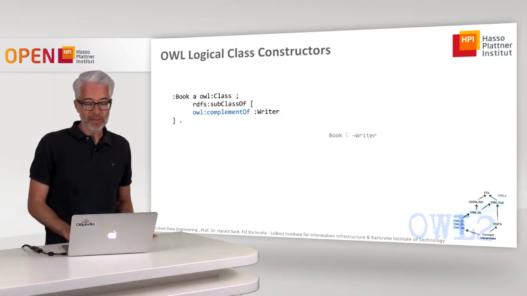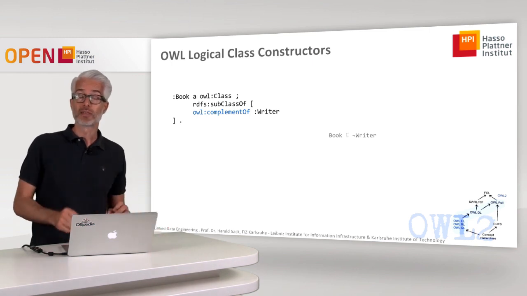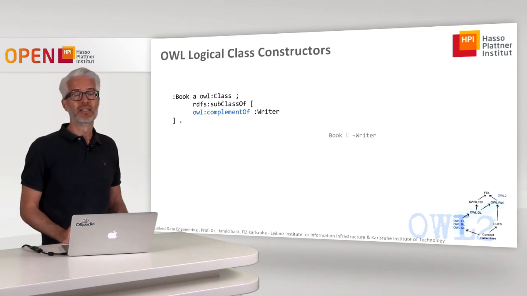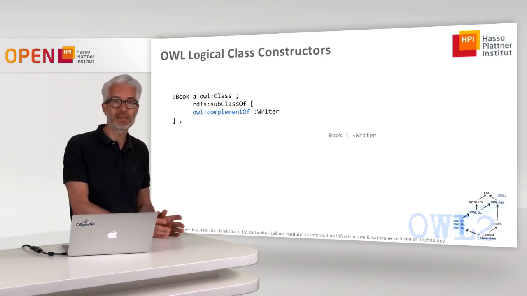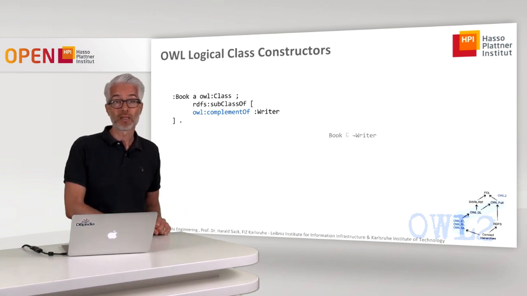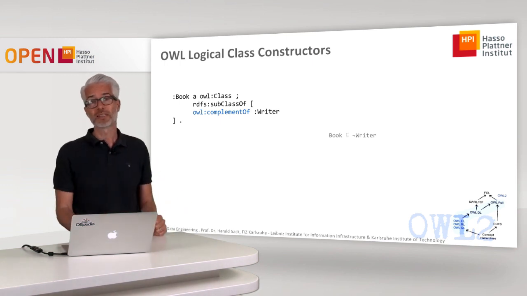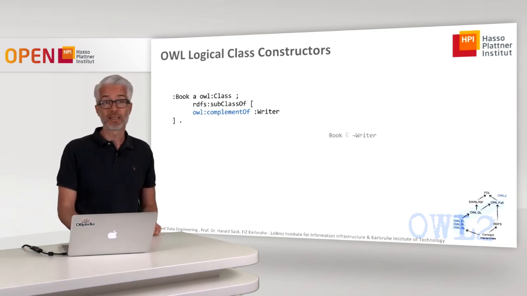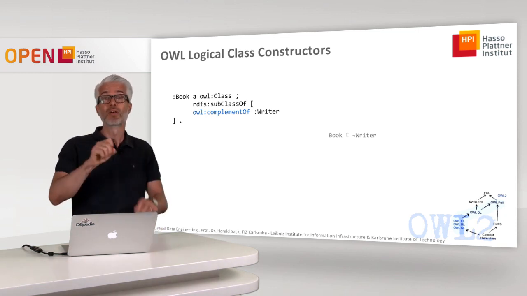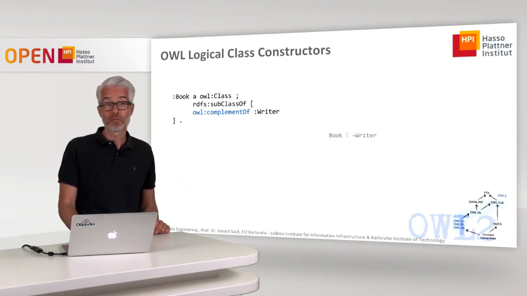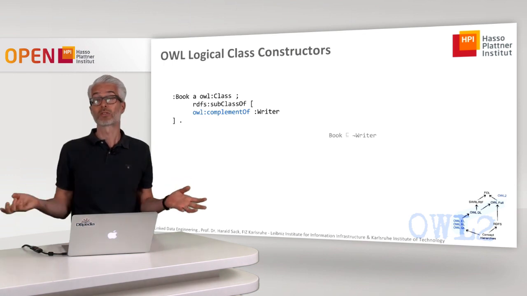Okay, next example uses the same way to describe a complex class as the subclass of another class. So I say here book is a class, and this is a subclass of, so I can use RDF subclass, and then comes my compound, which says I take here the complement of a class. I say book is a subclass of non-writer, of the complement of writer. The complement of writer is everything which is not a writer.